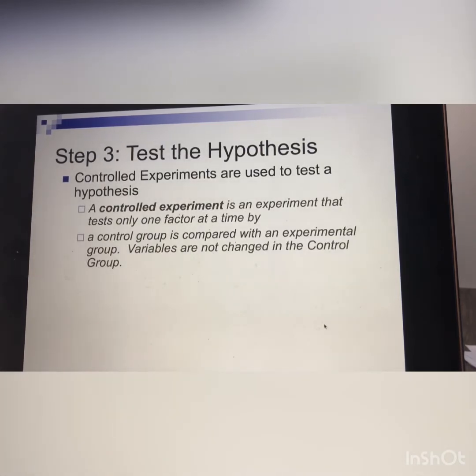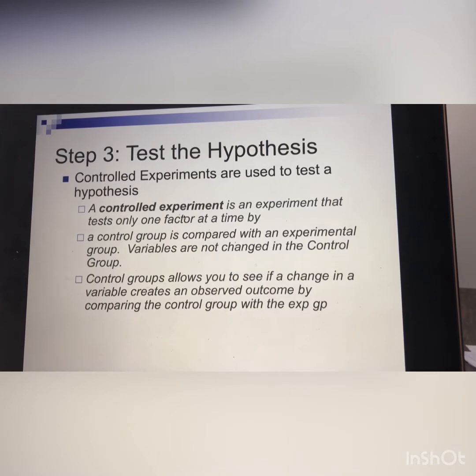When we are testing the hypotheses, controlled experiments are used to test the hypotheses. A controlled experiment is an experiment that tests only one factor at a time. They're able to test one factor at a time by having a control group. A control group is compared with an experimental group, and the other variables are not changed in the control group. What does that mean? You have one group that has no changes to it.